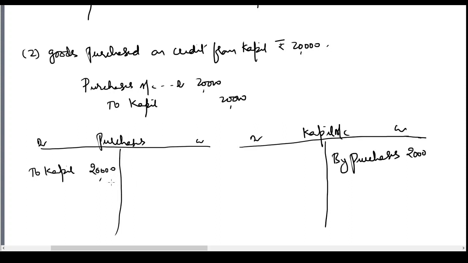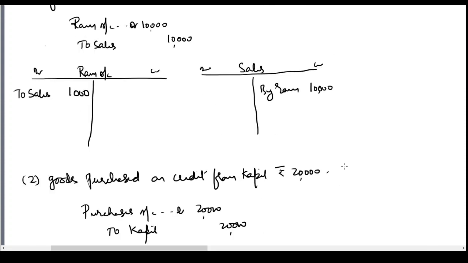Error has happened here. Kapil account instead of being credited with 20,000 has been credited only with 2,000. Purchase account has been properly debited. So this is right. There is an error here. And here also there was an error. And here the posting is right.